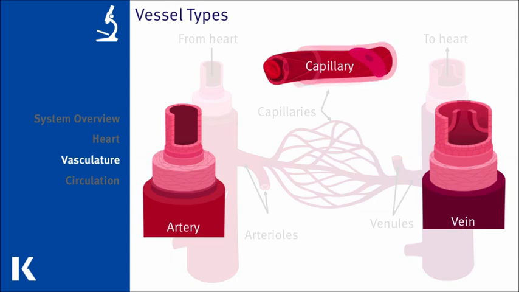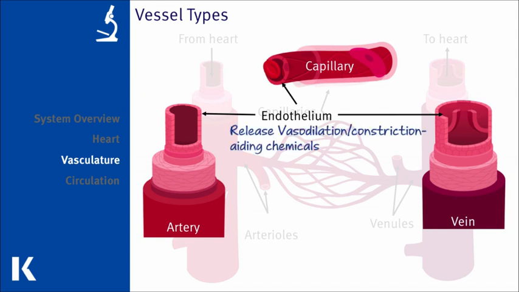Arteries, capillaries, and veins all are lined with endothelium. The endothelium is responsible for releasing chemicals that aid in vasodilation and vasoconstriction. They also allow white blood cells to pass through them as part of the inflammatory response. And finally, the endothelial cells also release chemicals when damaged that allow for clot formation so that the blood vessel can be repaired and the bleeding can be stopped.